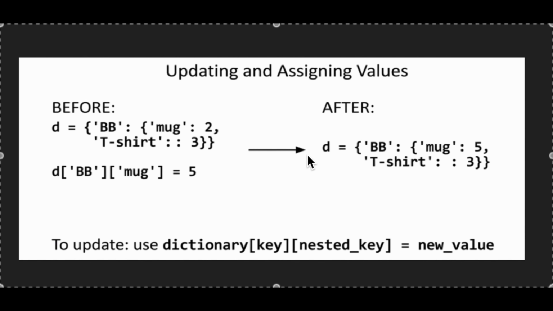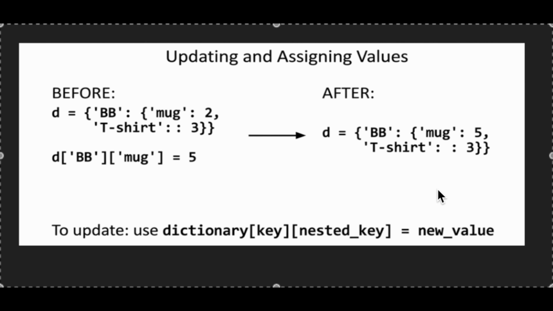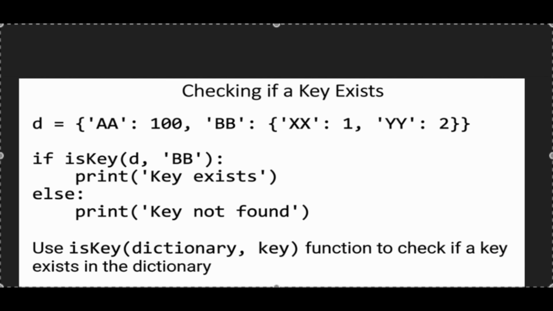So whenever you see double brackets like dictionary of key or nested key of nested key, just think of it as a path, and you are just opening one door after the other until you find the value you want to change. Here the after thing, the mug is updated to 5. That's it, simple. Next, how do we check if a key exists or not?